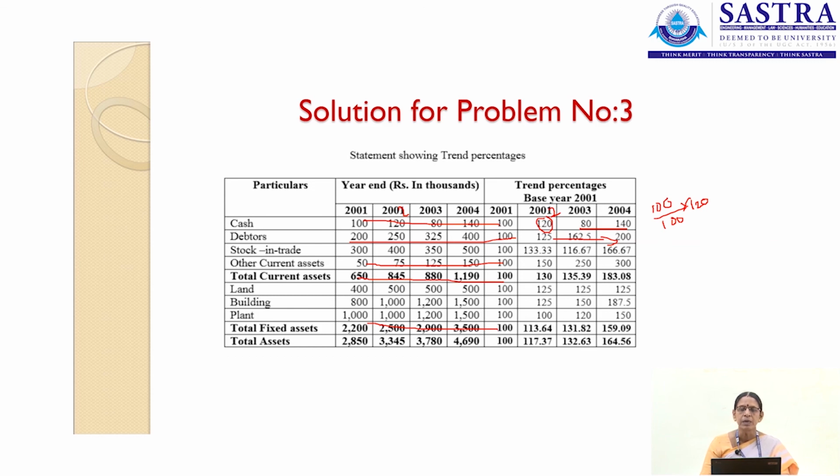So, this is the way in which you are going to prepare trend percentages. So, this trend percentages shows how the assets or any item, assets or liabilities or sales or expenses, how it is showing a trend in the years. So, this trend percentages can be calculated over the years or it can be predicted or forecasted over the future years. Hope you would have understood the trend percentages.